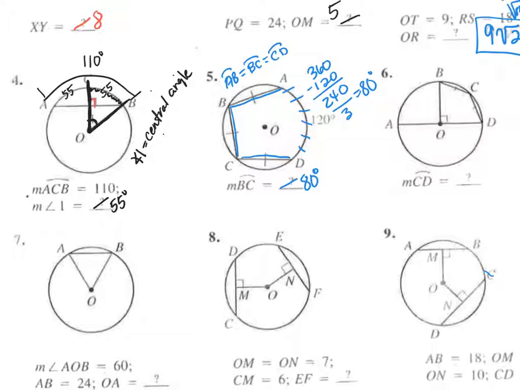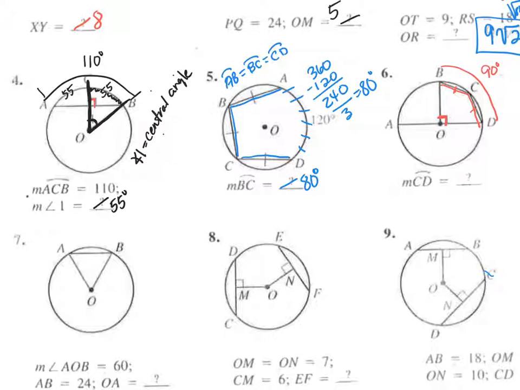Similarly, on number 6, we know that we've got a right angle in there that's given to us in the drawing. So since my central angle is 90, I know that arc BD is 90 degrees. But you see how these arcs are marked congruent? Can you see those little hashes in there?